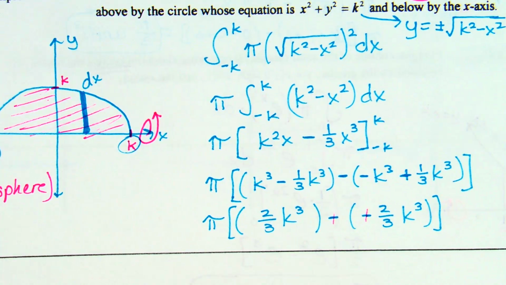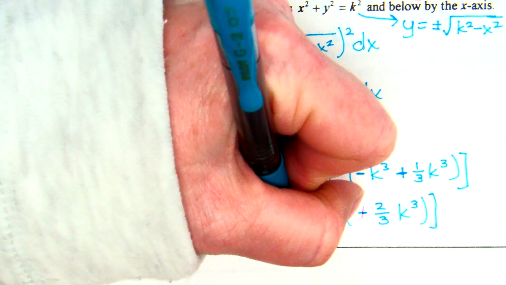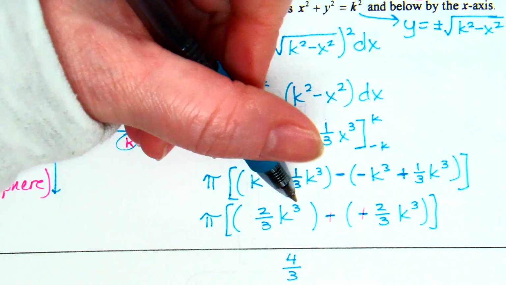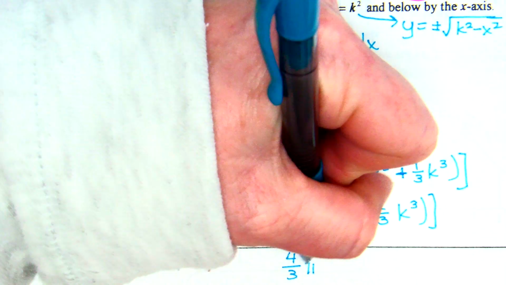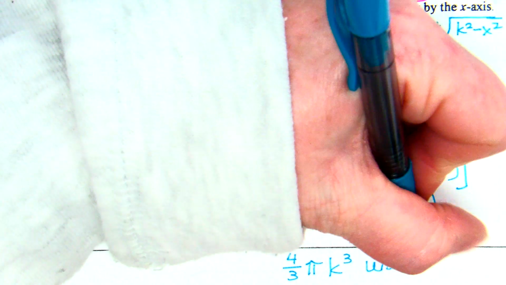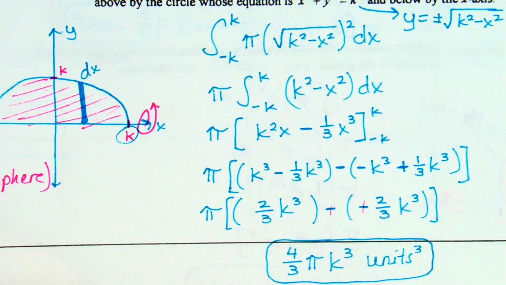But yeah, 2/3 and 2/3 is 4/3. So we are at 4/3 k cubed, and there's a pi. So I'm actually going to say 4/3 pi k cubed, and that is units cubed. Would it be the same if you wrote 4/3 k cubed pi? Yes. Okay, because that's what I wrote on accident.